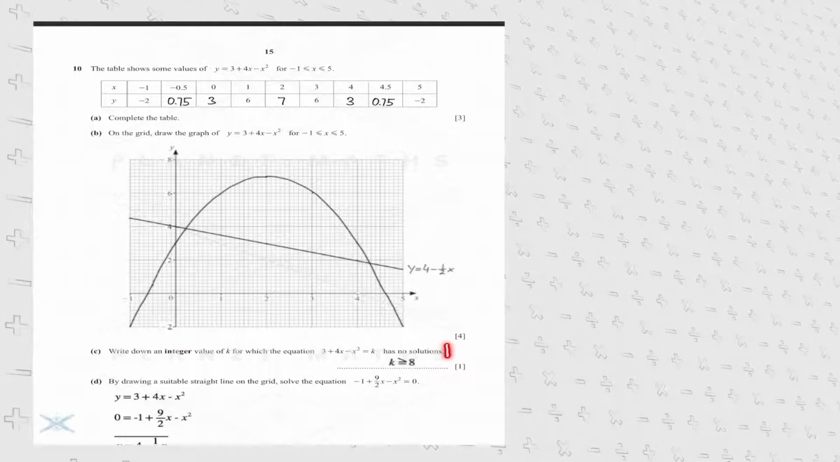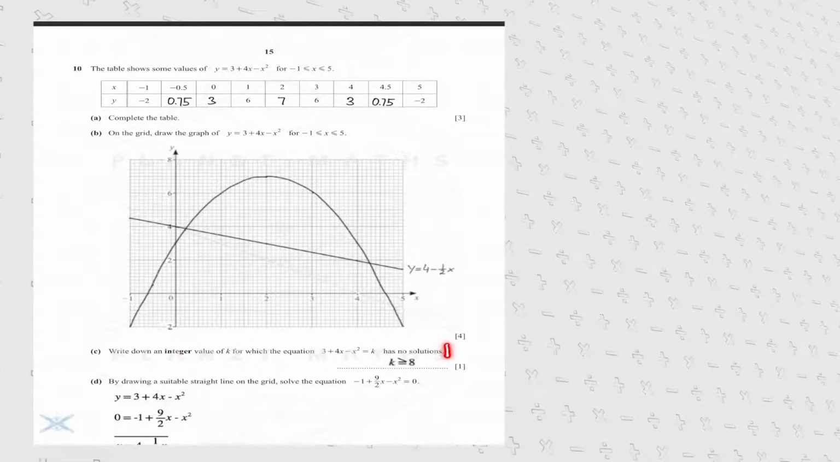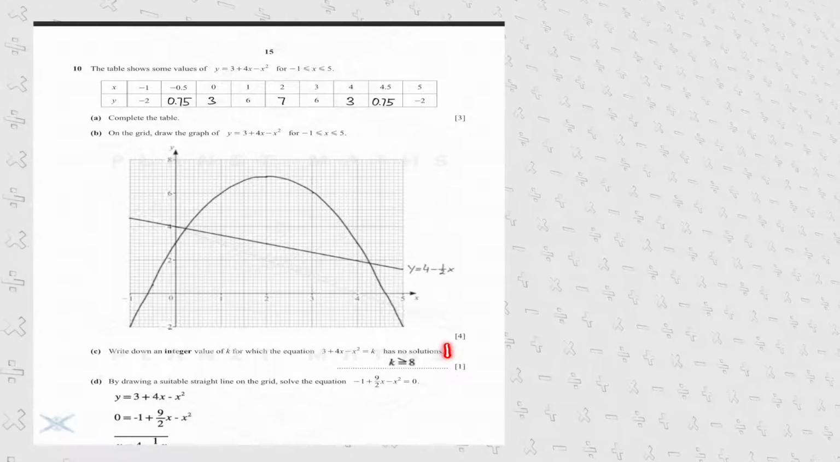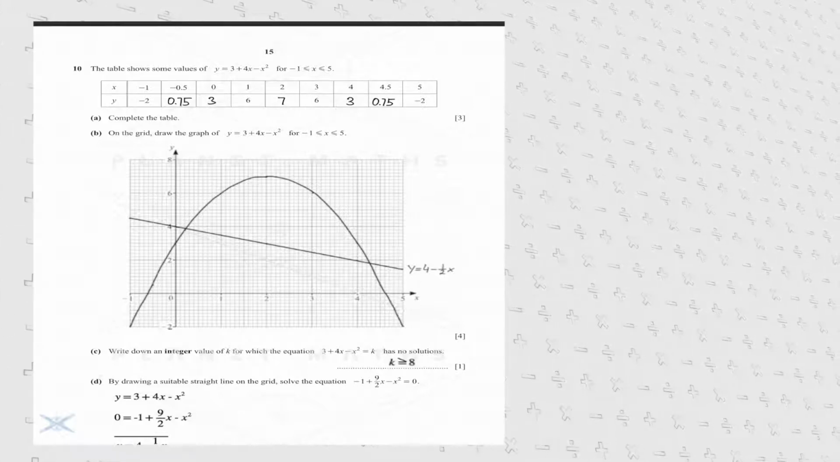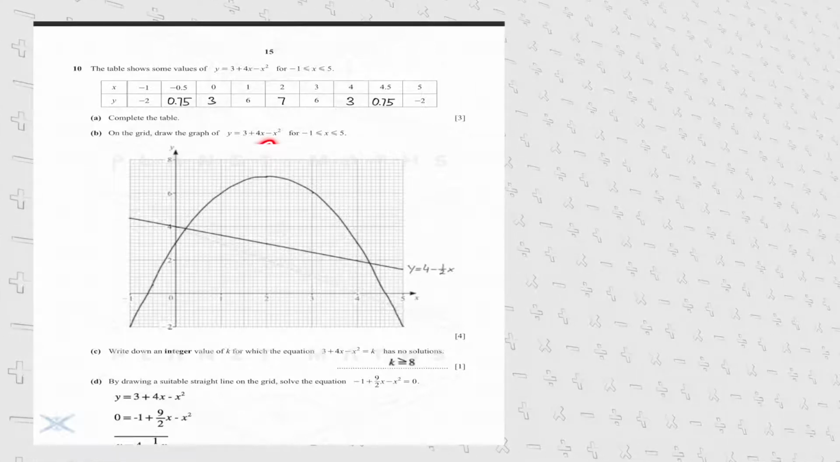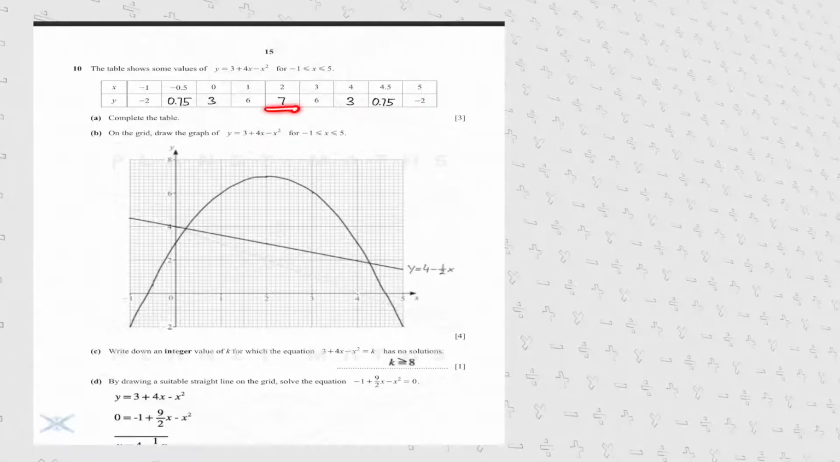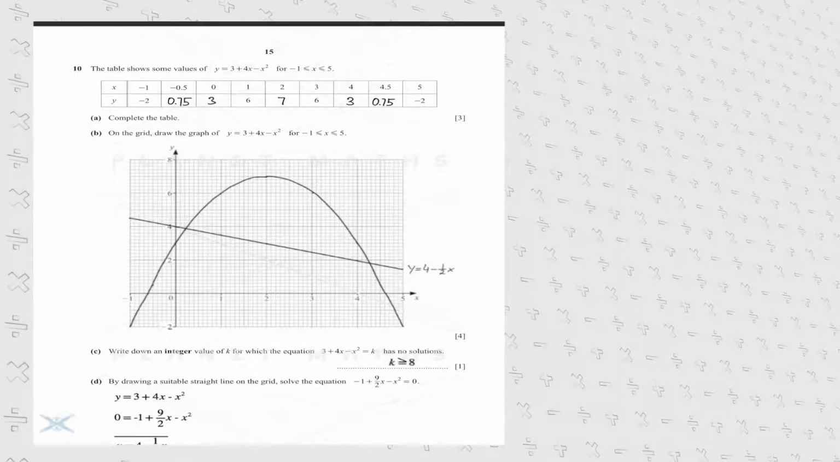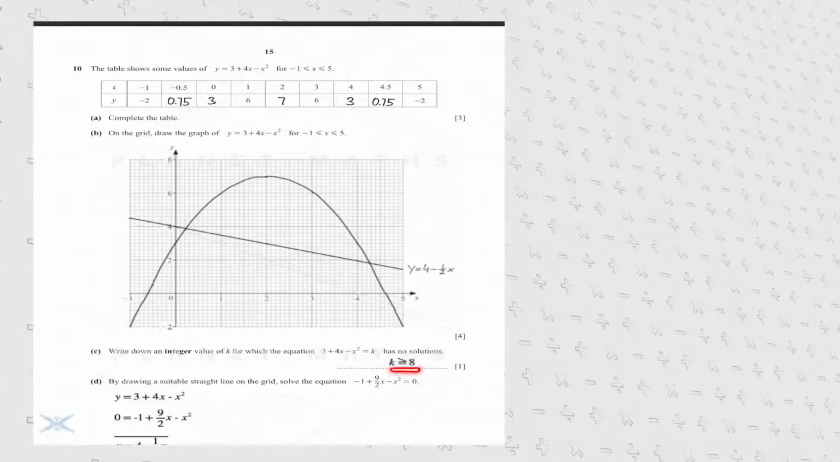In part C of this exercise, we are supposed to write down an integer value for k, for which the equation 3 plus 4x minus x squared equals k has no solutions, and this is the case for any integer that is 8 or above, since the maximum y value that this quadratic function can reach is 7. And the next integer after that is 8, the following one would be 9, and so on. So every value that is 8 or larger than that provides us with a legitimate solution.